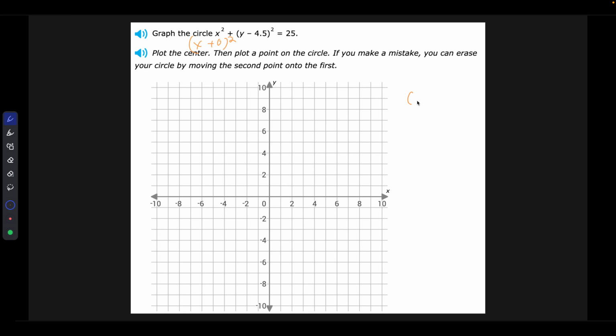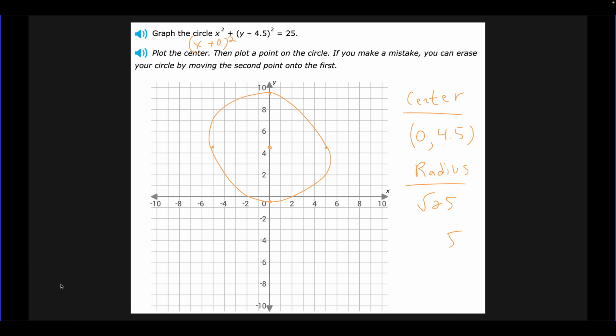So the center for this problem would be 0, 4.5. If we put that on the graph, that would be right here: 0, 4.5. And then the radius is the square root of 25, which is just 5. And so then you just graph like normal. I know that this is an ugly circle, but it is what it is.